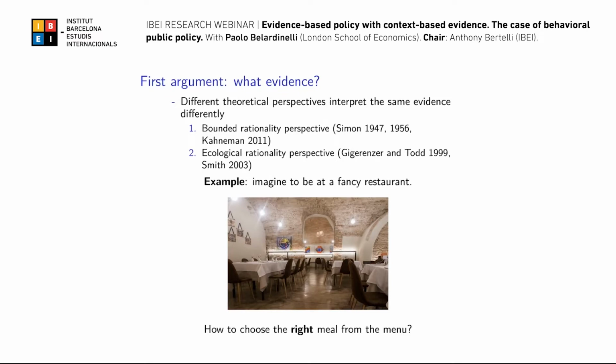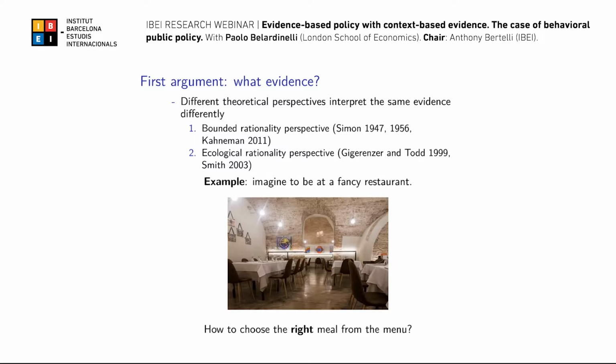first of all, a very simple example. Imagine being at a fancy restaurant, how to choose the right meal from the menu. So according to standard models, if we want to optimize, we go through the list of the menu and we try to find the meal that maximizes our own utility. Okay, so in this case, we would be the rational optimizers.